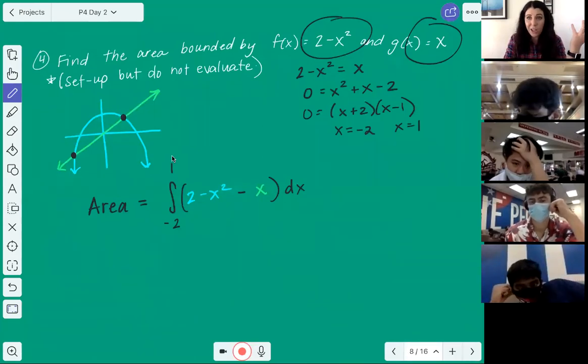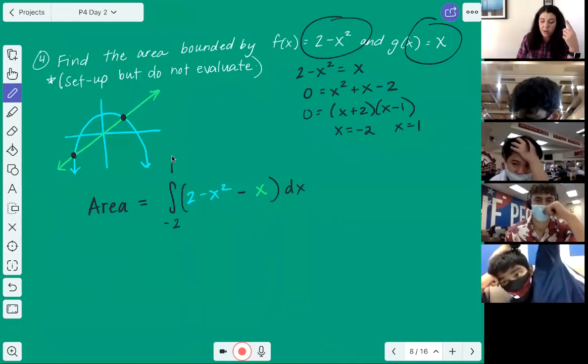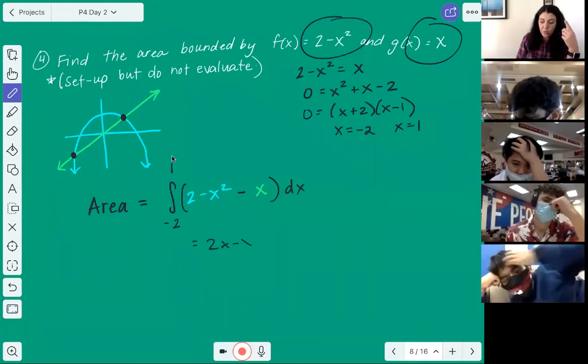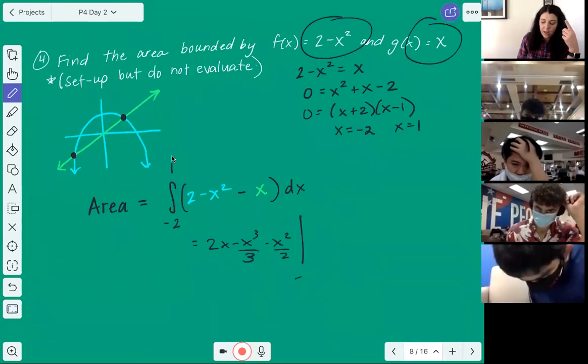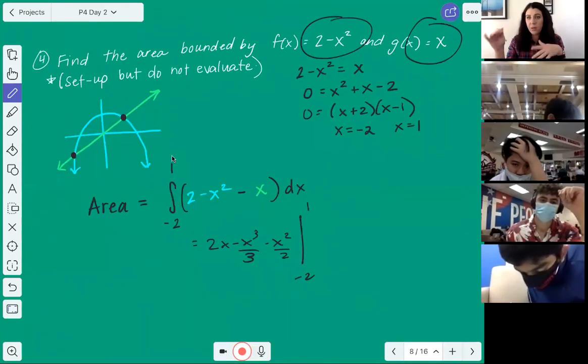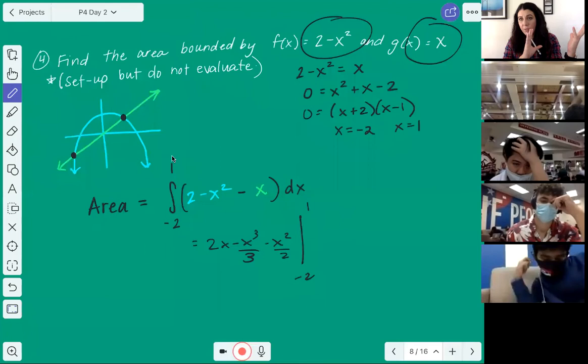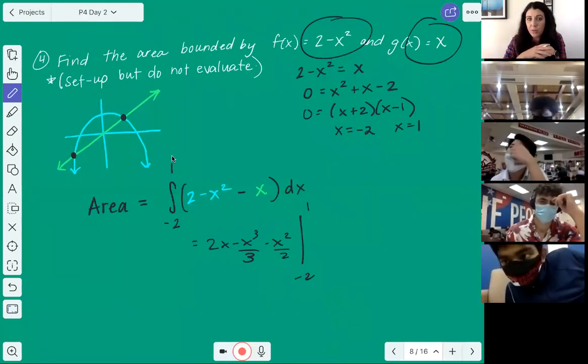So you get a lot of fractions and you'd have to add things together because your next step would be to get 2x minus x cubed over 3 minus x squared over 2. You'd show the vertical line, -2 and 1. You'd plug in all the ones, and then you'd put parentheses around that and subtract, plugging in all the -2s. Then you'd simplify and solve and combine like terms into a single number.